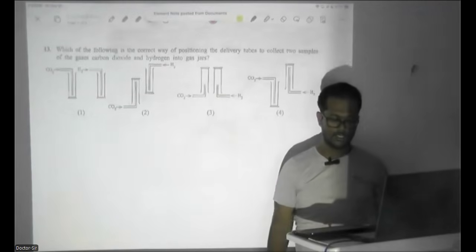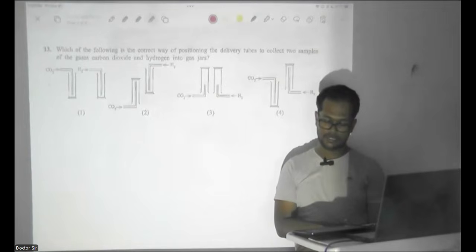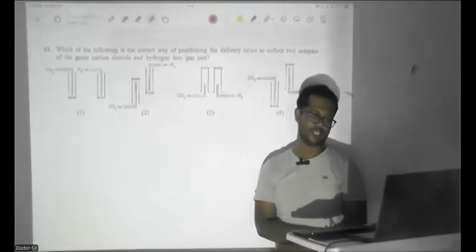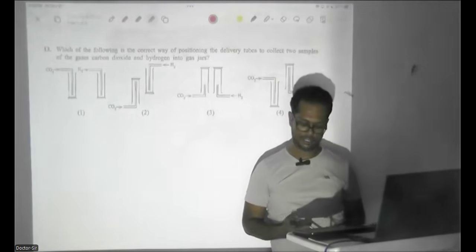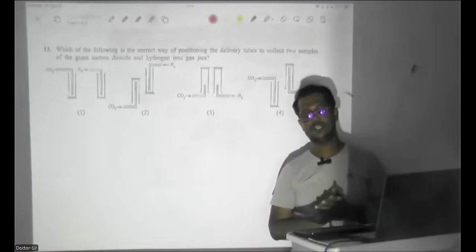Okay. So which of the following is the correct way of positioning the delivery tube to collect two samples of the gases, carbon dioxide and hydrogen? Tell me your answers first. Then I will look at your knowledge. I'll assess your knowledge and I will teach you.